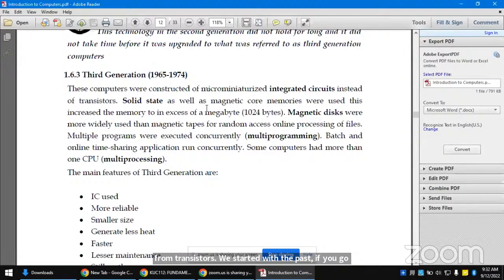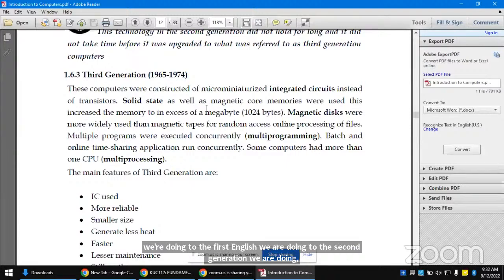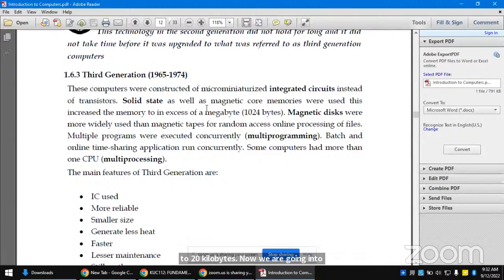So solid state as well as magnetic core memories were used. These increased the memory to in excess of megabytes. You can imagine the first generation was doing 2 kilobytes, the second generation was doing 8 to 20 kilobytes, and now we are going into megabytes. So you can imagine the storage capacity became much better.